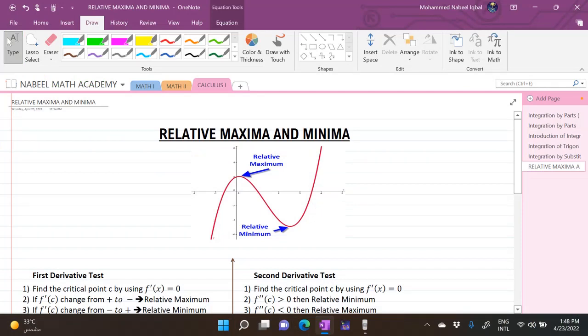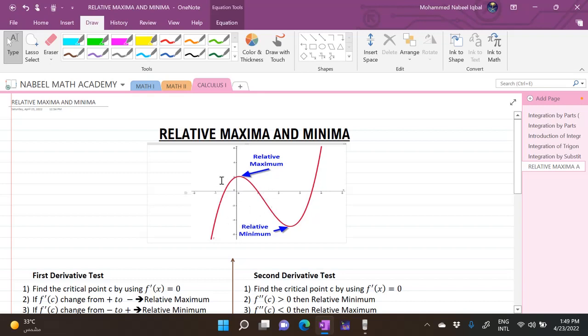In this video, we are going to see the relative maxima and minima. We can calculate the relative maxima and minima using two tests. Before going to the problem, what is the concept? We will just understand it from the graph.